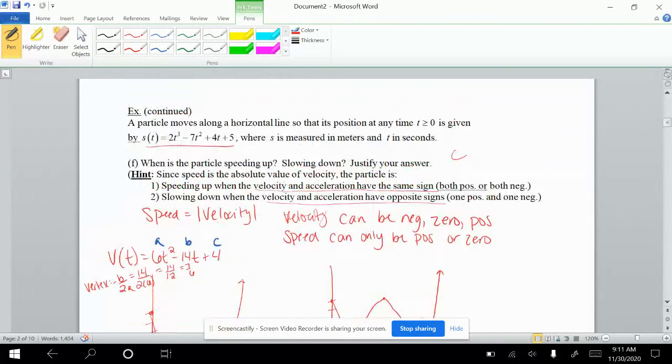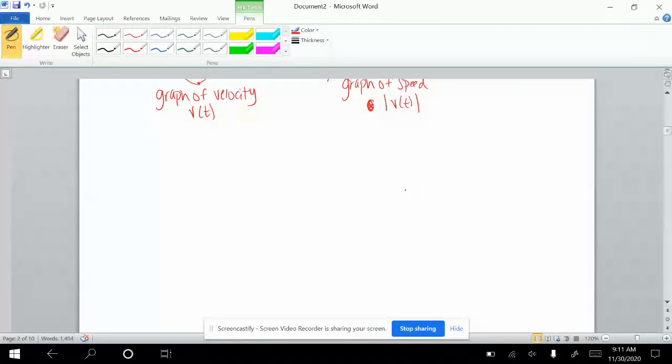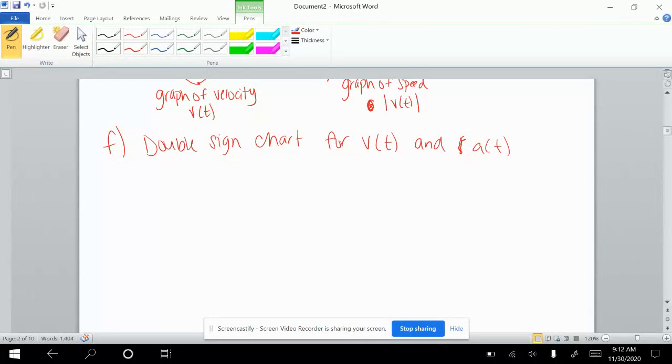All right, back to the original problem. When is the particle speeding up, slowing down, and justify? We need to compare the velocity and the acceleration functions and see what's going on with their signs when we do that. So we're going to use a sign chart, but our sign chart's going to be a little bit different because we're comparing two different things. So in part F, we're going to use a double sign chart. And we're going to compare v of t, velocity, and a of t, acceleration.